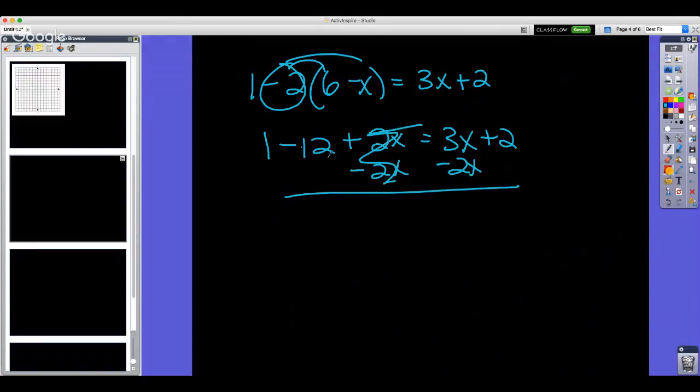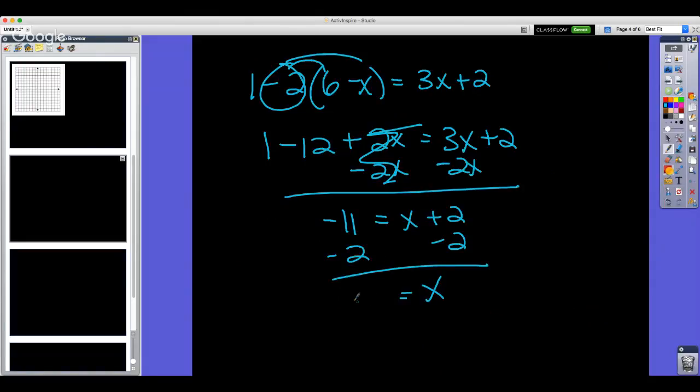And when I cancel, what do I get on the left? 1 minus 12. Which is? Negative 11 equals x plus 2. Good. So what do I get to get x by itself? Subtract 2. And x is equal to negative 13. Good. Hey, one thing to remind you about: if you don't know if that's right, plug it back in. You got time, check them by plugging them back in.